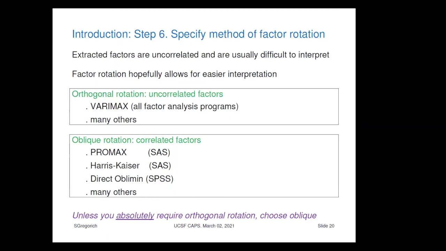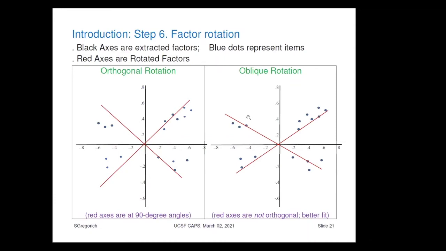use what's called the oblique rotation approach. Some of the more popular ones are Promax, Harris-Kaiser, and Direct Oblimin. It depends on what kind of software you're using, what's available. But the bottom line is, unless you need orthogonal factors, and there are very few circumstances where you might, you should use oblique rotation.